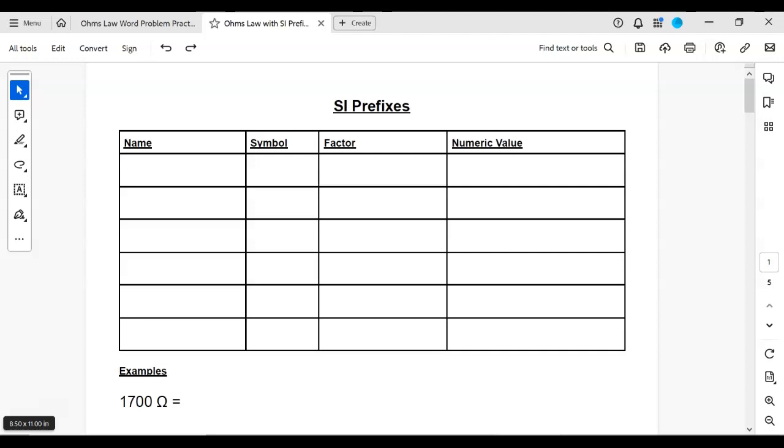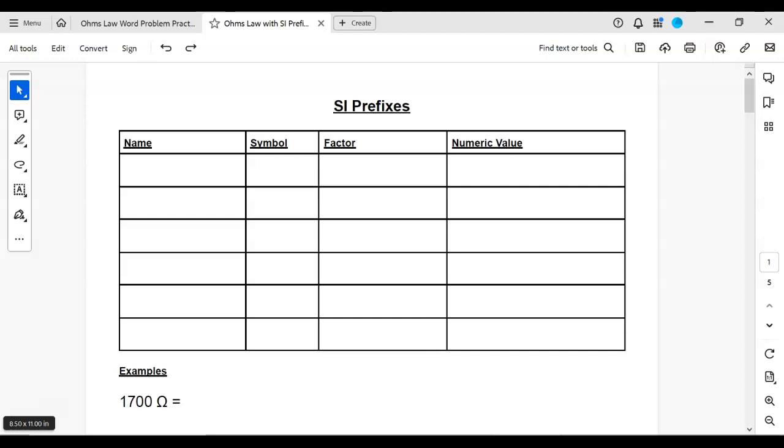It's up on the wall, but if you're sitting in the back, it might be kind of hard to see. So let's just go over the prefixes that we are going to use. We're not using all of them. Really in electronics, we're just going to use the ones that are multiples of 3. So it should make things a little bit easier for us. So let's start with the biggest one that we are going to use.